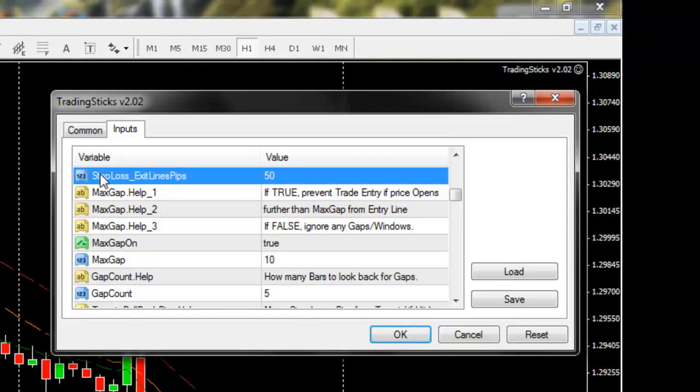Well, this is straightforward. We have a stop loss and we've set it to 50 pips. So if the trade moves more than 50 pips into a loss, then we're taken out, and that's our maximum loss for that trade. Then let's have a look at the break-even.